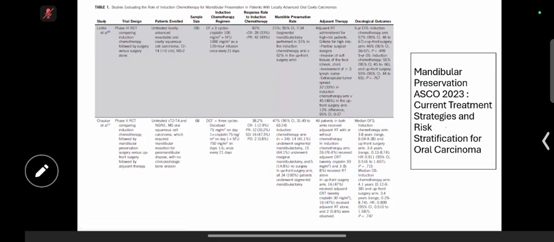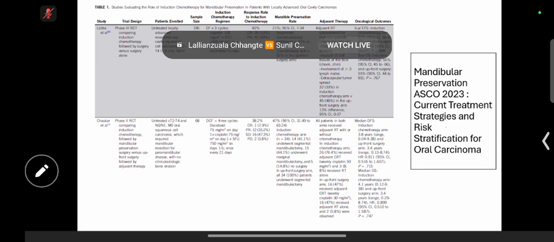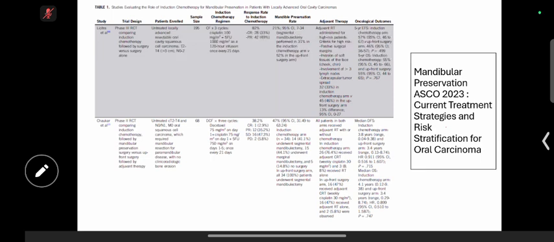So now I'd like to talk about mandibular preservation, from ASCO 2023. These are the current treatment strategies and risk stratification for oral carcinoma. There is a study by Lecitra et al., a phase 3 randomized controlled trial comparing induction chemotherapy followed by surgery versus surgery alone.